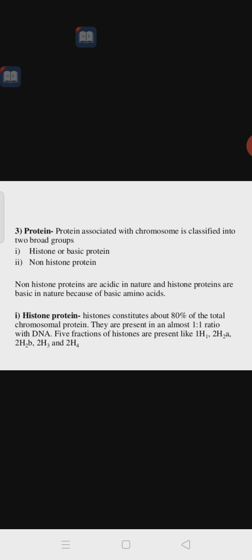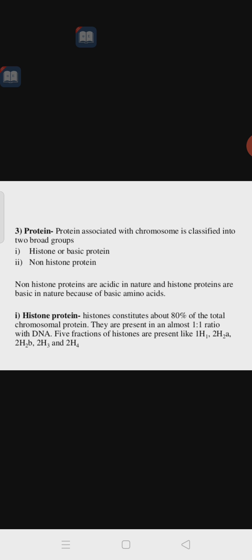Protein associated with the chromosome is classified into two broad types: histone protein and non-histone protein. Non-histone proteins are acidic in nature and histone proteins are basic in nature because of the presence of amino acids. Histone proteins make up 80% of the total chromosomal protein. They are present in almost a 1:1 ratio with the DNA. Histone proteins are present in large numbers.